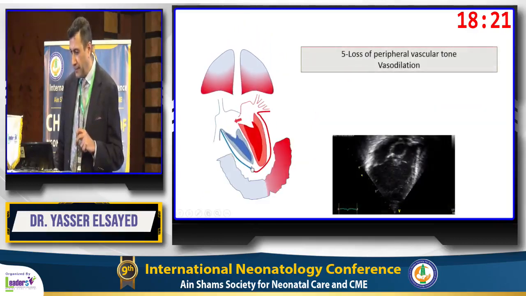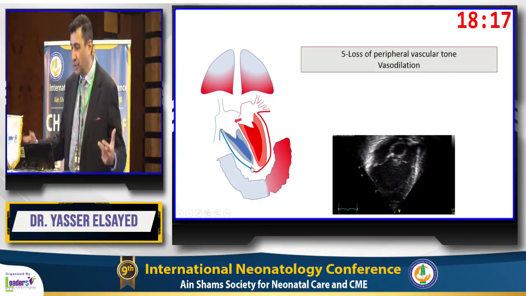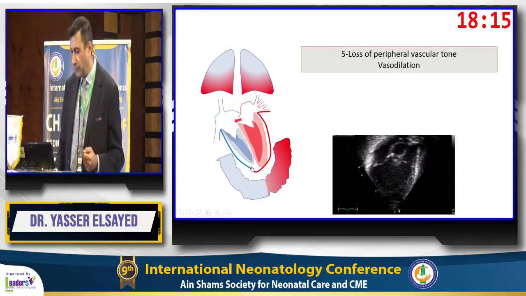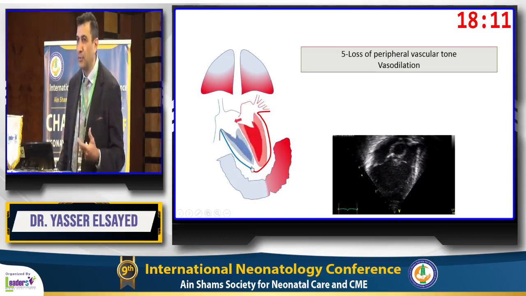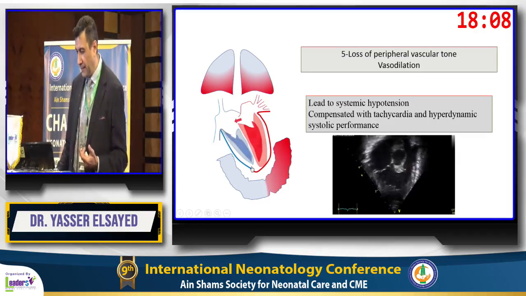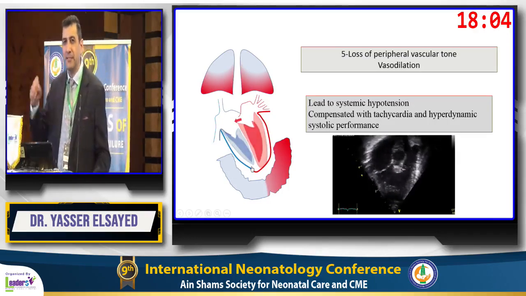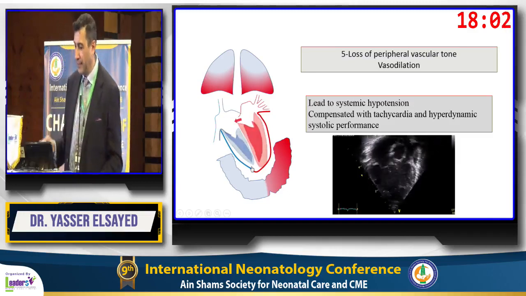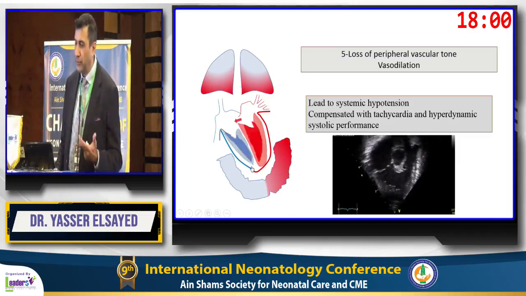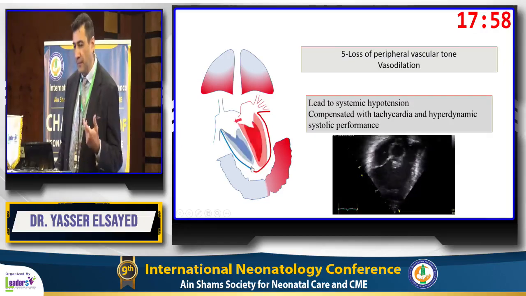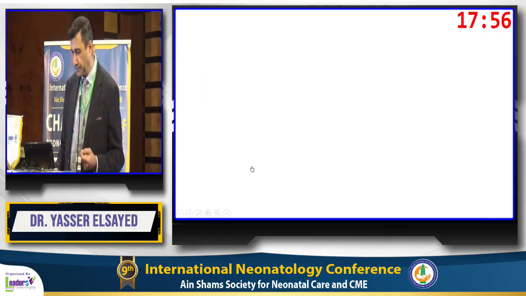With loss of peripheral vascular resistance, like in peripheral vasodilation, you will see stagnation of the blood in the peripheral circulation, and that will be compensated by tachycardia, because the heart is now contracting against lower resistance. So it's easier for the heart to contract, and we'll see the heart is hyperdynamic. That's why we describe hyperdynamic circulation by echo in case of pulmonary or systemic vasodilation, or vasodilator physiology.